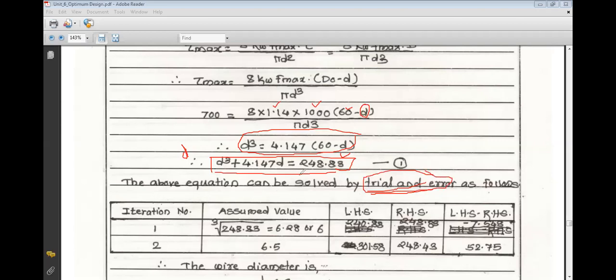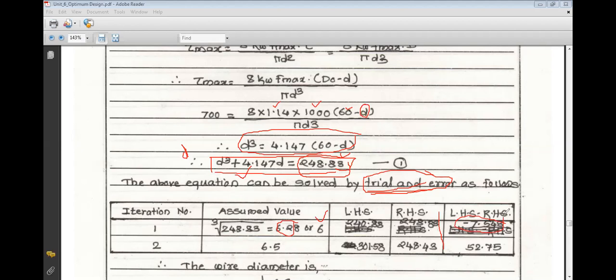So, first iteration: we have to assume some value of diameter. We take the RHS value and its cube root, which comes to 6.28. So we assume a value of 6. If we assume diameter d is 6, then the LHS value becomes 240.88, and the RHS value is 248.83. The difference, LHS minus RHS, becomes minus 7.58.